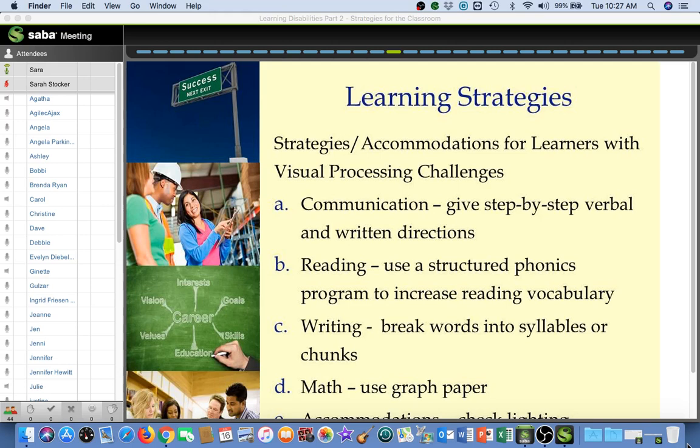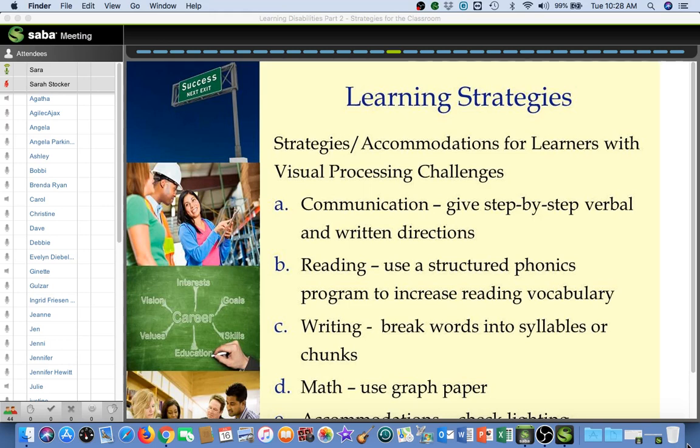For this next section, I'm going to highlight a few examples of the specific strategies by processing challenge area. I encourage you to spend some time with the full strategy list and highlight the ones that you think could work for specific learners. So here are some examples of strategies and accommodations for learners with visual processing challenges. For communication, learners with visual processing challenges typically have good auditory processing skills, so give step-by-step verbal and written instructions.